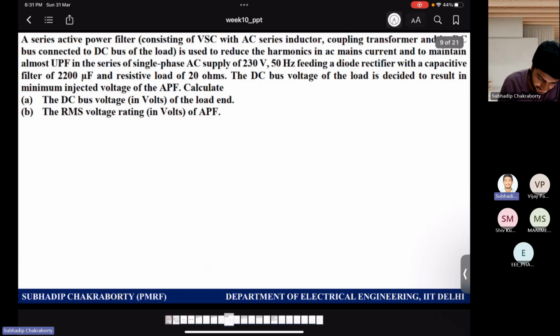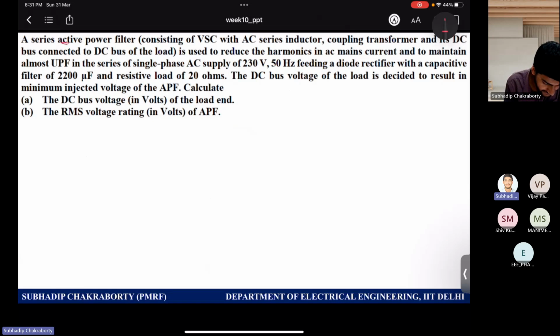So similarly, we have a series active power filter. What you know is that it is a voltage source converter connected in series with the line. Now read the functionality in the problem. What functionality do you want to achieve? You want to reduce the harmonics in the line, and also, similar to the previous problem, you want to improve the current quality at the supply side. That is the functionality you want to achieve using this.